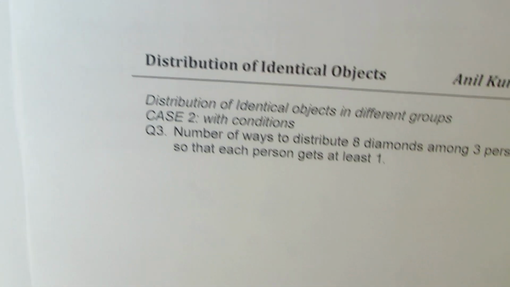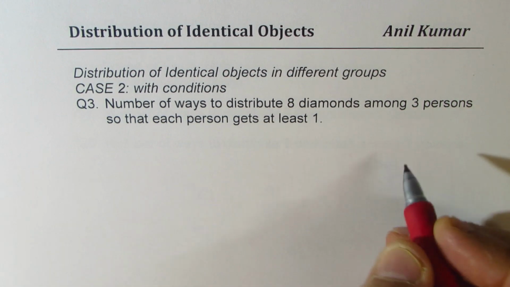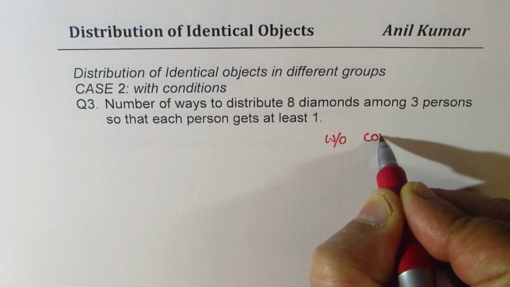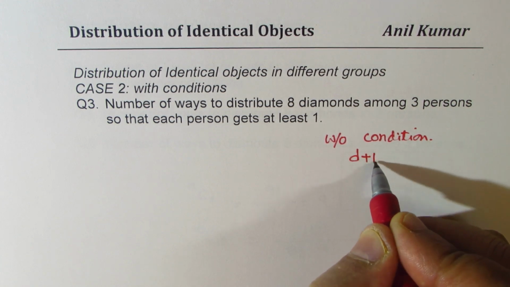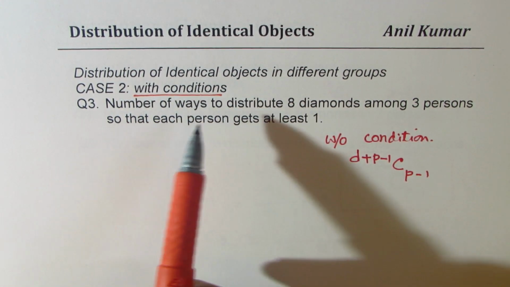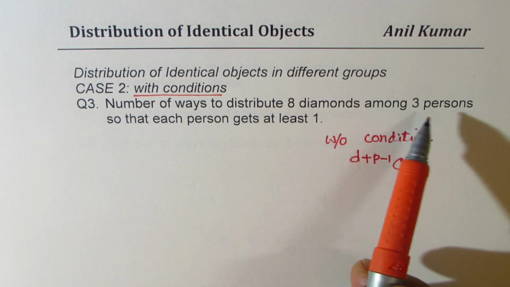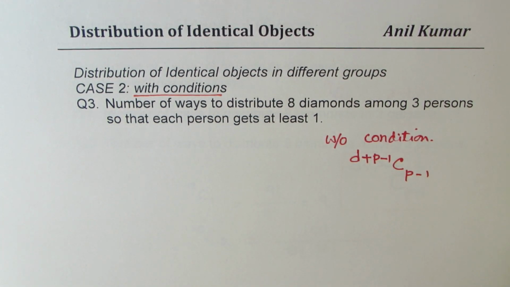Now let's look into question number 3, where we do have a condition. So the formula derived was, let me write here, without condition, the formula is the number of diamonds we are taking, we are adding P minus 1, C, P minus 1. That is the formula which we just derived. Now let us see how to modify this with given conditions. Question number 3 says, case 2, with conditions: number of ways to distribute 2 diamonds among 3 persons so that each person gets at least 1. Now we have a condition that each person gets at least 1 diamond.